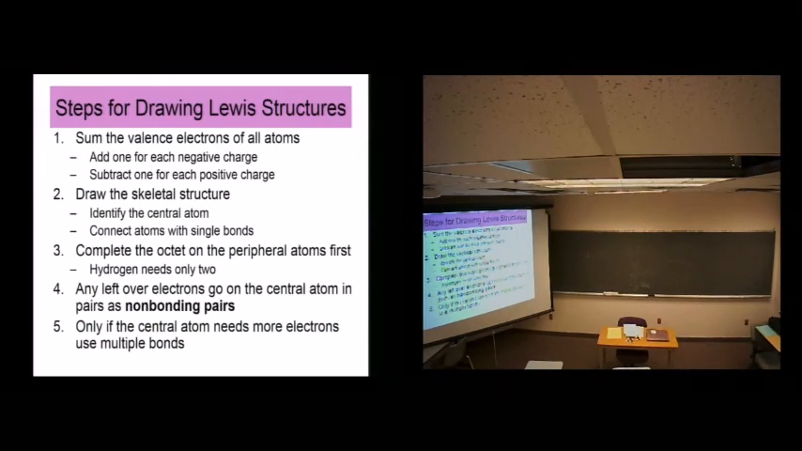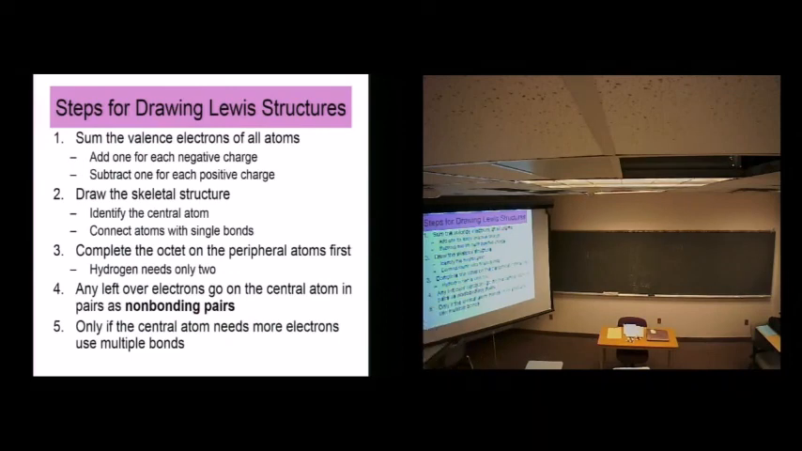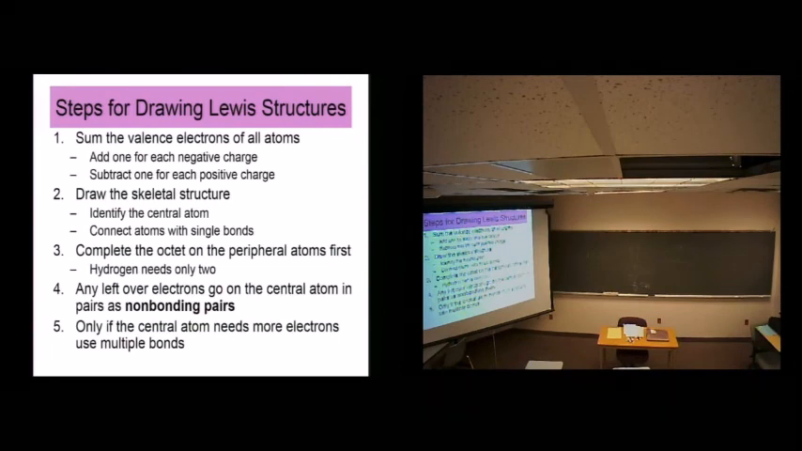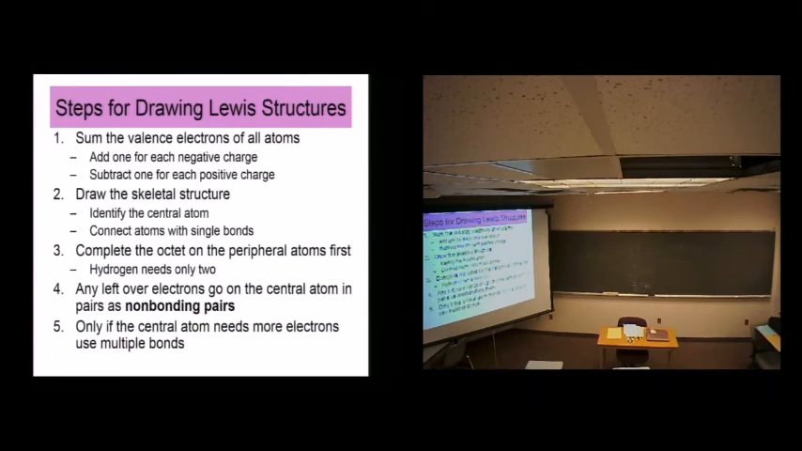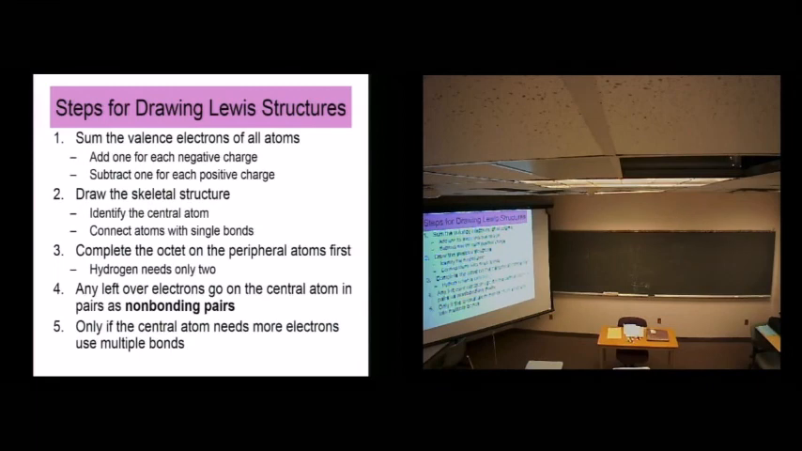Okay, then you put in the bonds. Subtract the bonds. Complete the peripheral atoms. Leftovers go where? On the central atom. So leftovers go on the central atom after you've completed the octet.